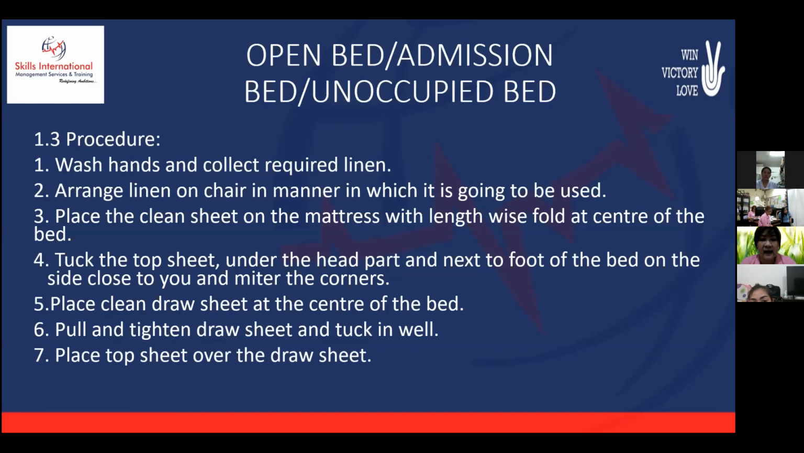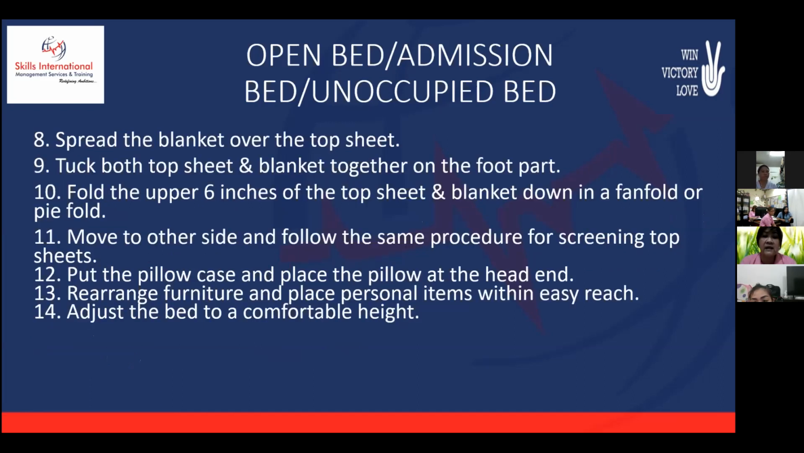So pull and tighten the draw sheet and tuck in well. After the bottom sheet, we need to put the draw sheet. If we have the rubber sheet, we put the rubber sheet first, and over the rubber sheet, we have the draw sheet. And place the top sheet over the draw sheet. Spread the blanket over the top sheet and tuck the bottom, top sheet and blanket together on the foot part. Fold the upper 6 inches of the top sheet and blanket down in a fan fold or pie fold.